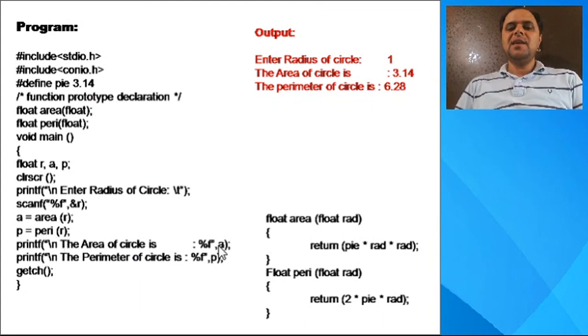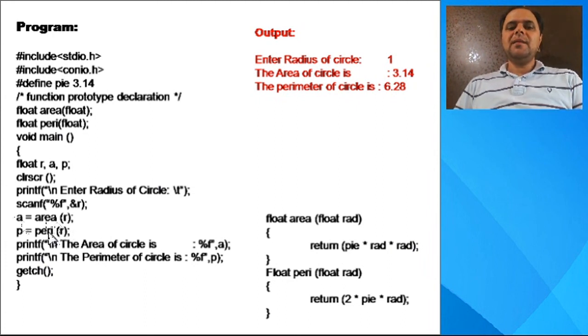So we will print now these two. The area of a circle is a, we will print the value of a, and the perimeter of the circle is p, we will print the value of p. So let's take an example. Enter the radius of the circle. I have entered 1. So 1 goes here, pi into radius is 3.14 into 1 into 1. It will return 3.14, and 3.14 gets stored in a.